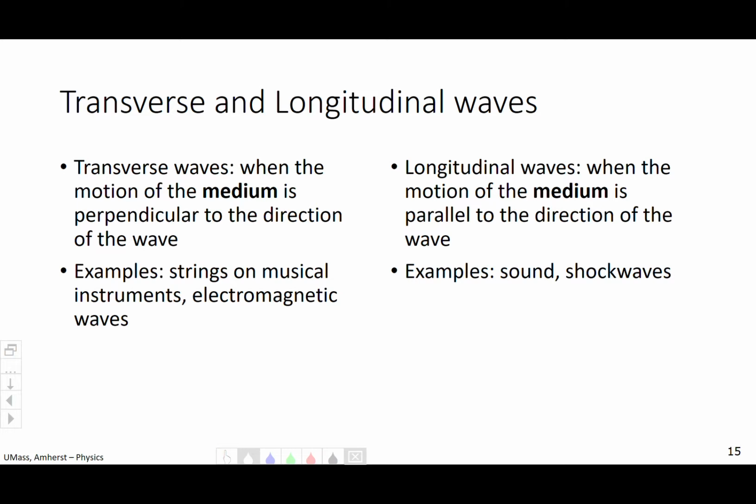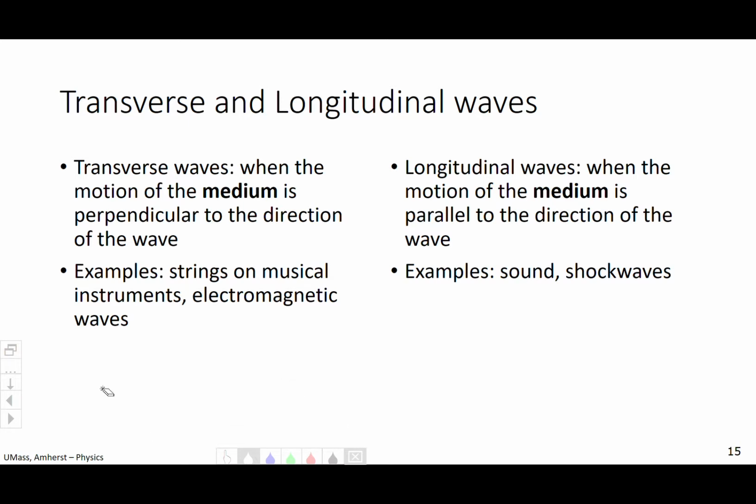There are two types of waves. Transverse waves are when the motion of the medium is perpendicular to the direction of the wave. So that means if the wave is traveling in this direction, the medium is traveling in the vertical direction, so perpendicular to the direction of the wave. So that's strings on musical instruments. If you pluck a string, you get this type. So the string is moving in this direction.